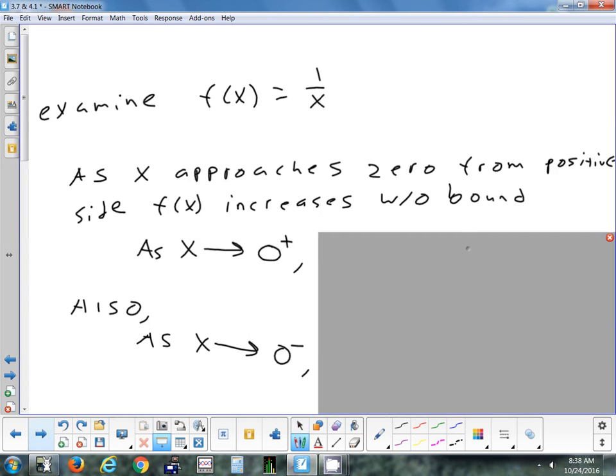Right, so what I want to look at now is the same function we just had. And we're going to start to talk about the vertical asymptotes. I want to look at what happens as x approaches 0. But you can approach 0 from two different directions. You can approach 0 from the positive side, or you can approach 0 from the negative side.